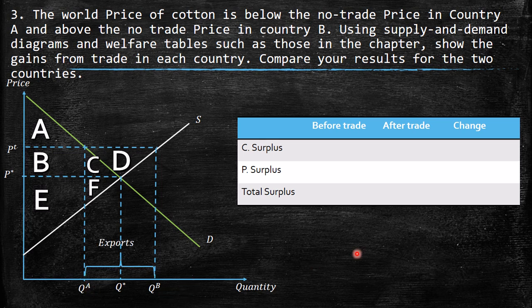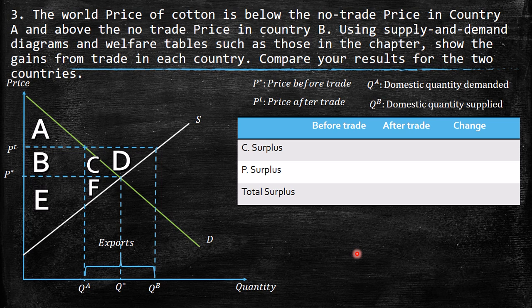Okay, so here we have the table. Before trade, we have ABC as consumer surplus. This was the consumer surplus, ABC, because the P star was this one. So this is the consumer surplus, and the producer surplus was E plus F. Now, the consumer total surplus was this old triangle. But after trade, consumer surplus naturally is going to be lower because they have to pay more. So it's going to be just this triangle A.